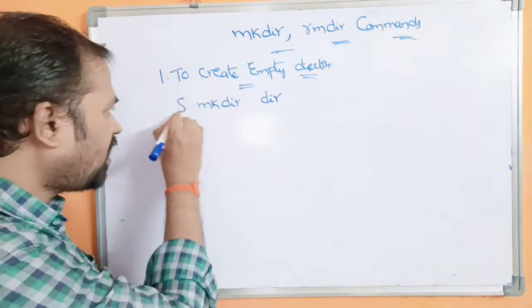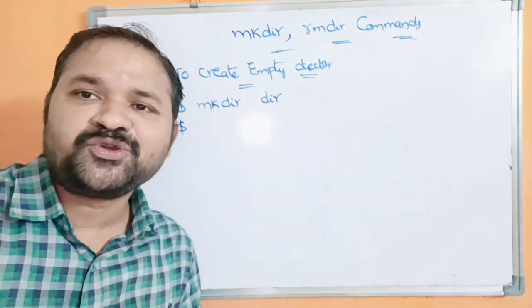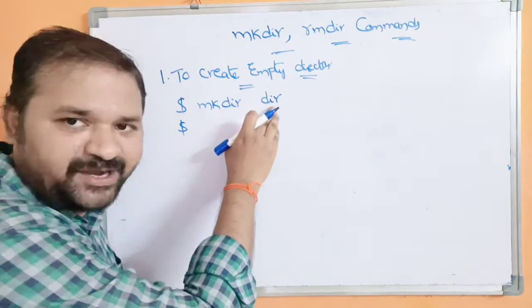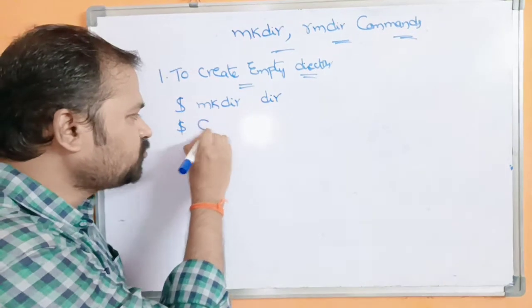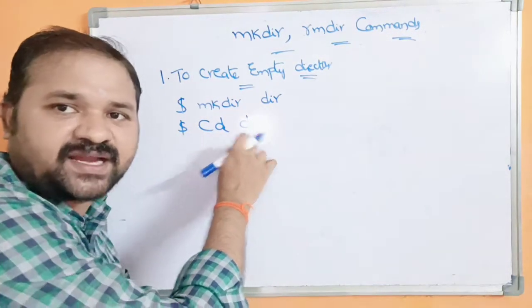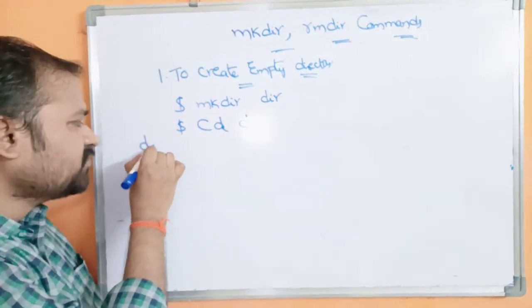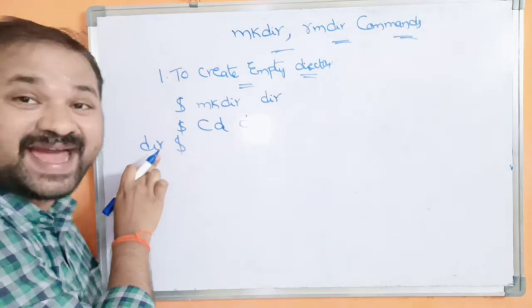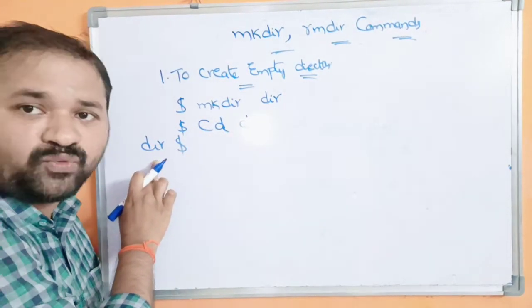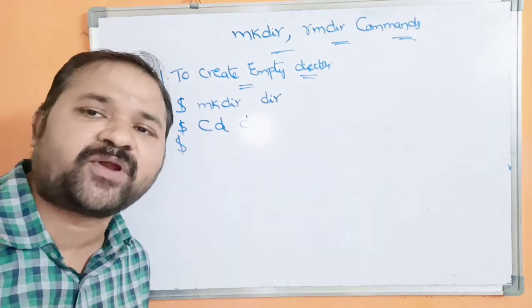So here we have a command prompt. In this directory, we want to create some files and subdirectories. So then we have to navigate to this directory. That should be done with the help of the cd command: cd space dir. Cd stands for change directory. So now we will be navigated to this directory. Now within this directory, we can create n number of files and n number of directories.